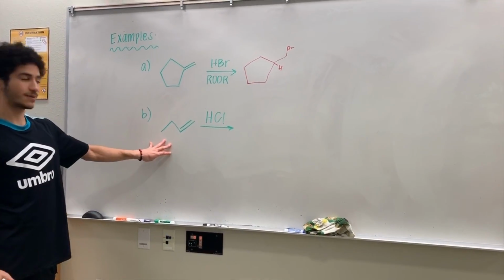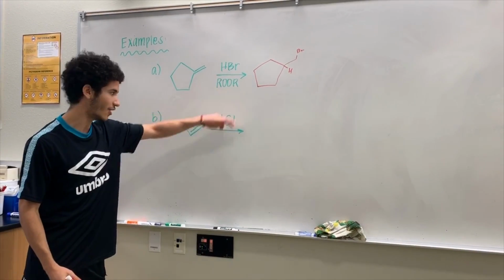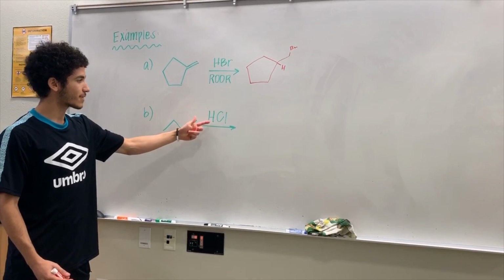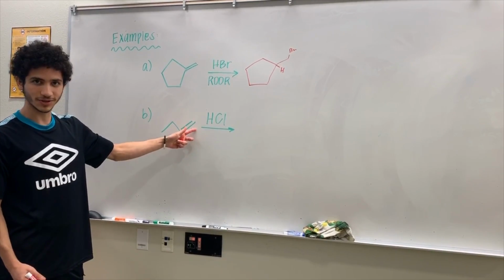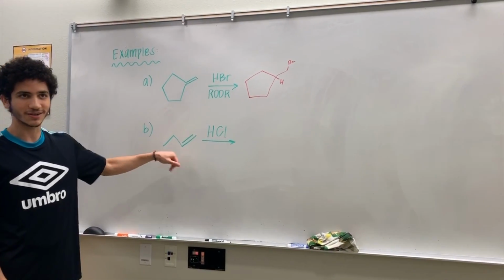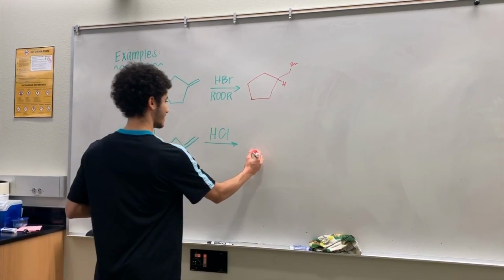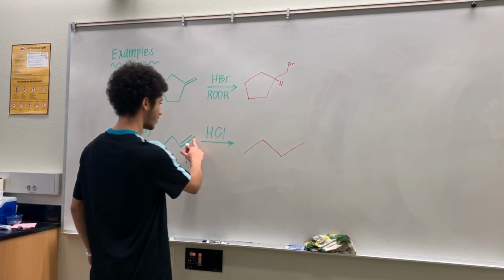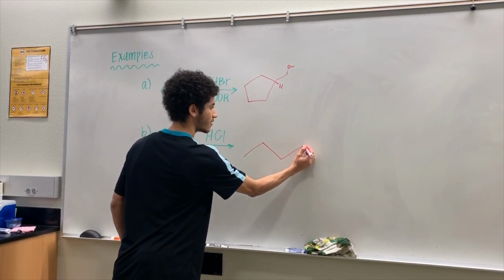Now for the second example, I don't have peroxide, so I know that it's just Markovnikov, and that means that the hydrogen is going to attach to the less substituted carbon on the alkene, and chlorine will attach to the more substituted carbon on the alkene. So you go ahead and write that. So hydrogen again to this carbon.